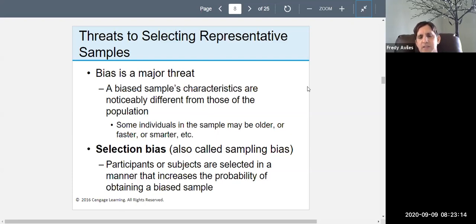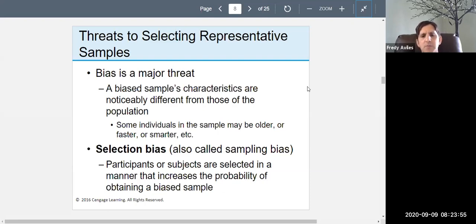Selection bias, also called sampling bias, is when participants or subjects are selected in a manner that increases the probability of obtaining a biased sample. So when you select your participants in a way that increases the chances that you're going to get a sample that's not representative. Let's say with your survey about Donald Trump, you only go to rural places, or you only take your sample from so-called red states that lean more Republican. You are using selection bias. You're being biased in the way you are obtaining your sample, and that's going to lead to a biased sample.